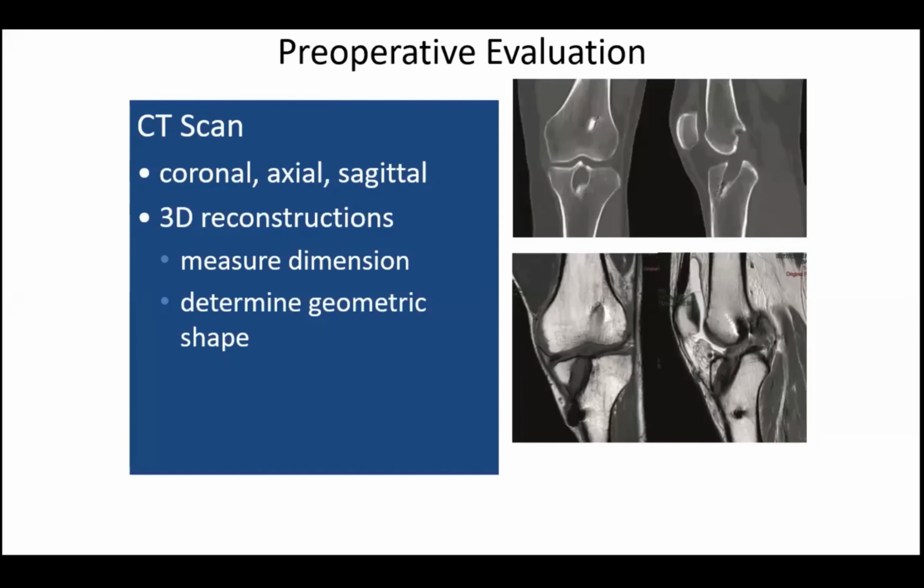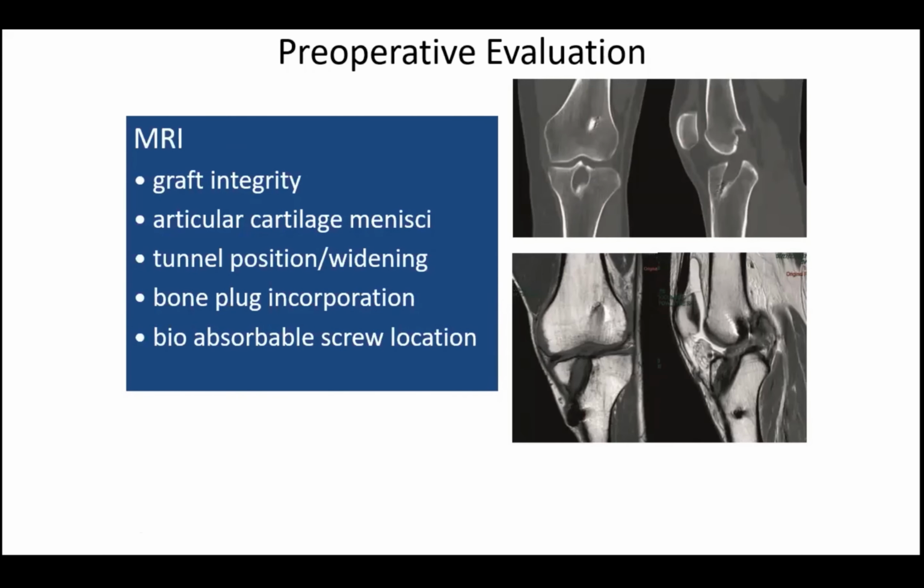Look at the CT scans. Look how big your tunnels are. Where are the implants? That will give you an idea whether you want to use a bone tendon bone with a bigger plug, or whether there are any double screws you're going to use, and how you're going to manage your fixation. Look at the MRI, look at the other structures, look at the meniscus, look at the cartilage.